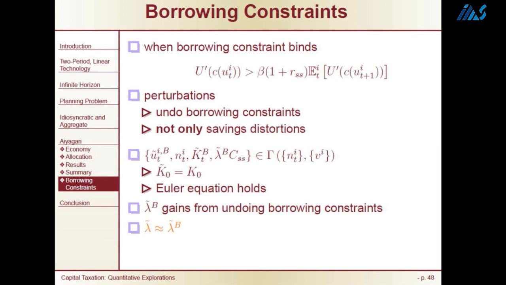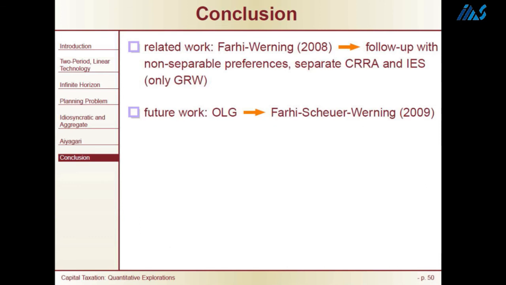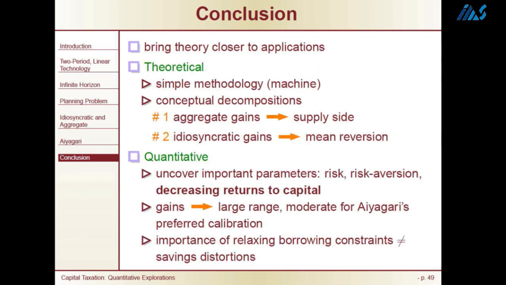In other words, we want to know where are the gains from moving from the original allocation to the allocation that satisfies the Euler equation, and then the gains from the allocation that satisfies the Euler equation to the one that satisfies the inverse Euler equation. And our result, I won't show you the tables, but you can trust me, is that most of the gains come from relaxing the borrowing constraints. Okay. So this 8.4%, for example, you see that 6.3% of it comes from relaxing the borrowing constraints and not from imposing optimal savings distortion. Okay. So I'm going to wrap up here.